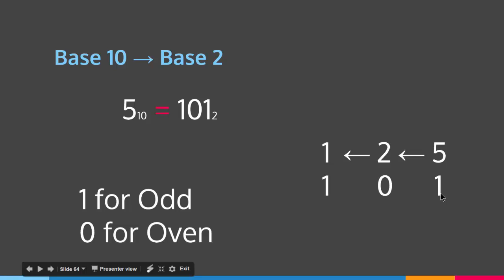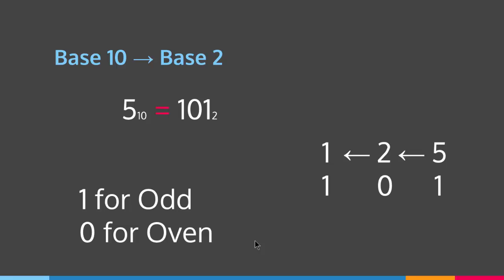This method of turning decimal numbers into binary is very, very simple and straightforward. By a simple process of dividing your decimal number by 2 every time, and then underneath each number, putting a 1 for the ones that are odd and a 0 for the ones that are even, you can turn your decimal numbers into base 2, or binary numbers.